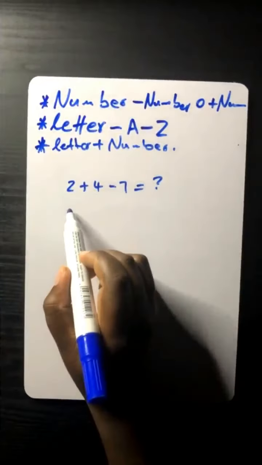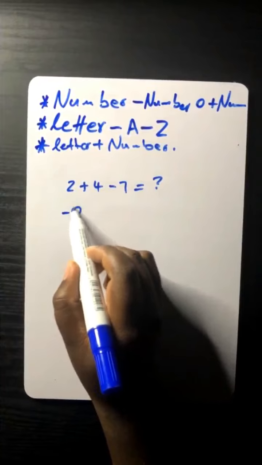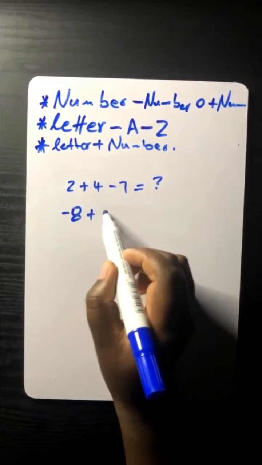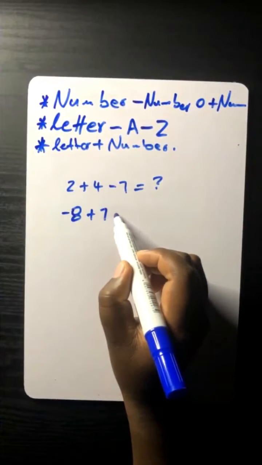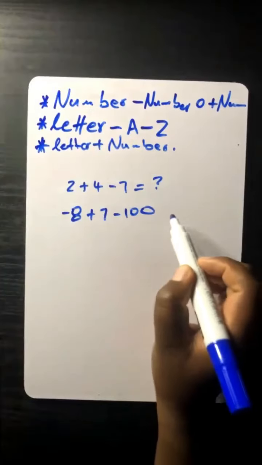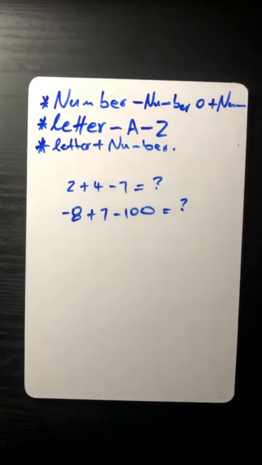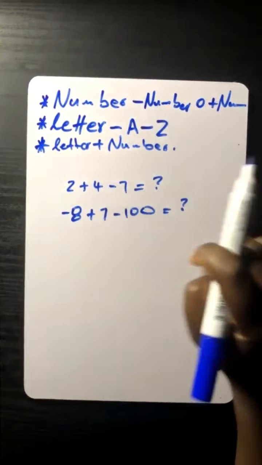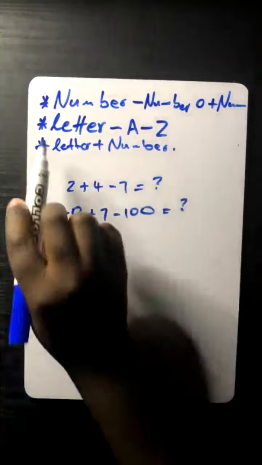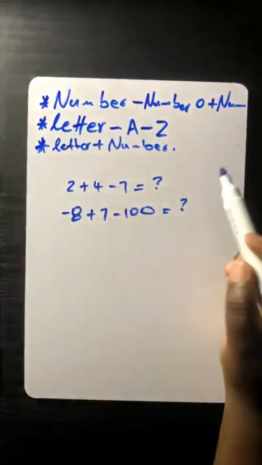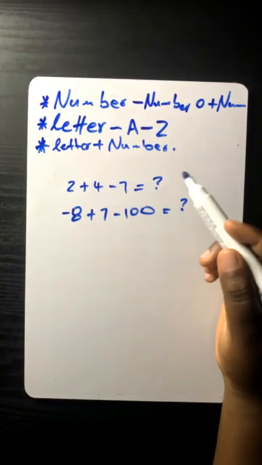And again, you might have, let's say, negative 8 plus 7, let's say minus 100, and they want you to punch all of that on a calculator and give an answer. So let's say this is primary stuff. Now let's come to high school stuff where they introduce some letters.